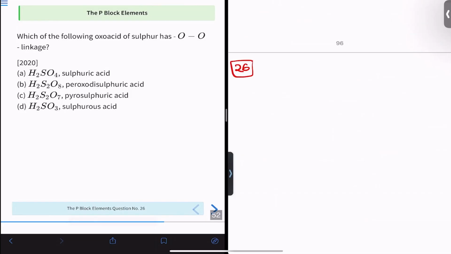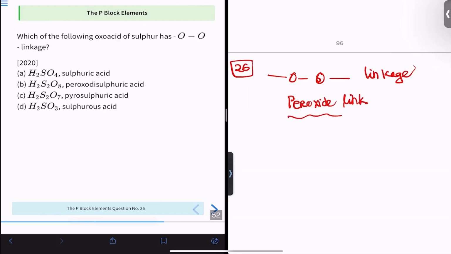Question number 26 asks us, which one of the following oxoacids of sulfur has an OO linkage? OO means it is a peroxide linkage, a peroxide bond. So which of the following has a peroxide bond?